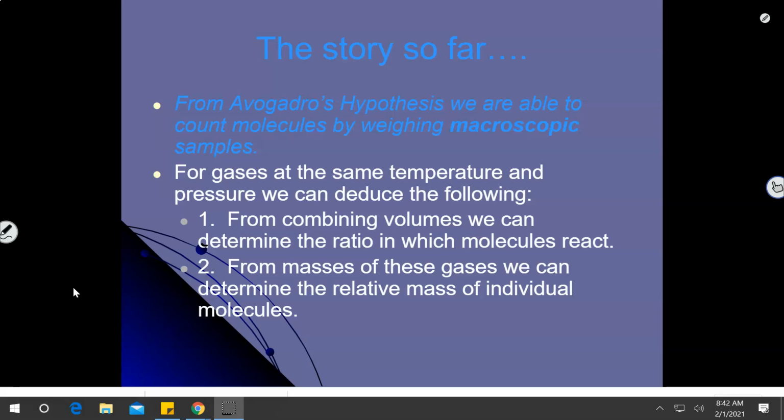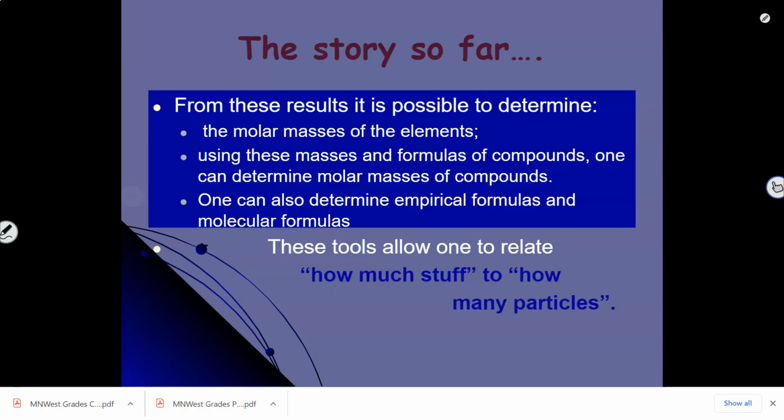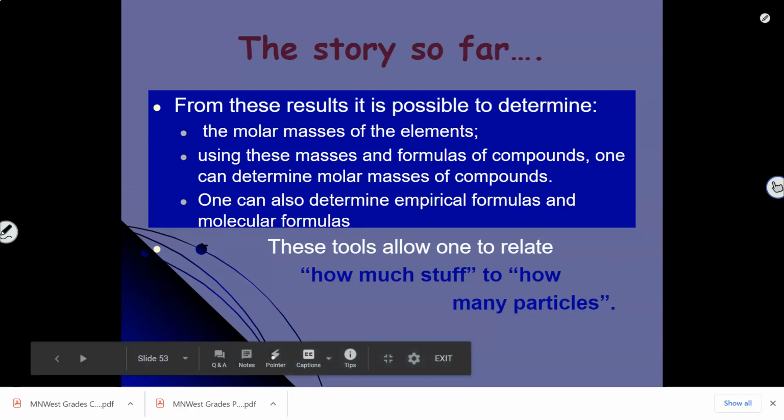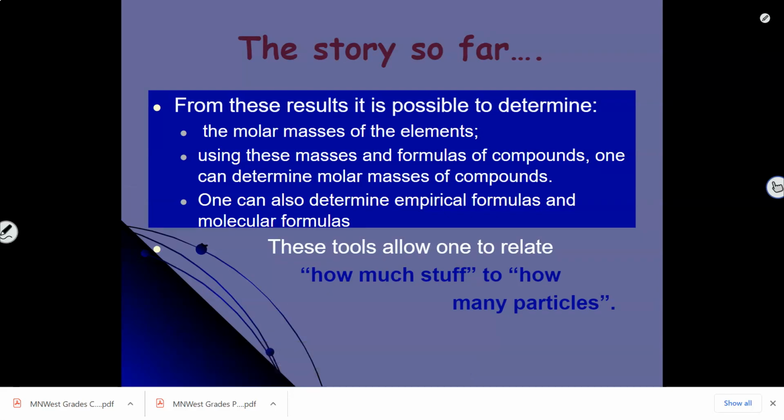Remember, relative masses, they took and compared to another substance. Back in the early days, they compared it to hydrogen, but today we compare it to carbon because it's much more abundant and much more stable. So the other thing that we could do with this, since they could convert from how much stuff to how many particles, is the concept of the mole. So we're using the molar masses of elements, we're using the masses and formulas of compounds and determining those, and we can also figure out empirical and molecular formulas. Empirical formulas have to be figured out from data, whereas molecular formulas can be calculated.